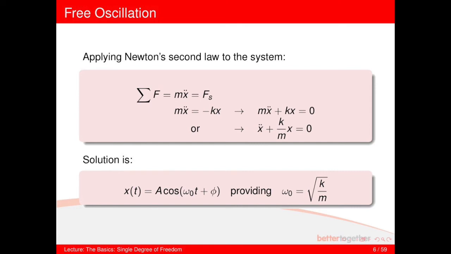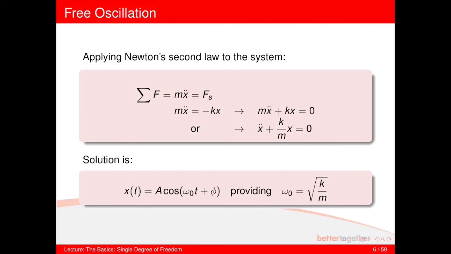We put kx on the other side, so it becomes plus kx, and then we divide everything by m. 0 divided by m is 0, so that disappears, and then we've got x double dot plus k upon m times x equals 0. And that solution applies providing omega is root k upon m. The natural frequency has to be root k upon m, and if that's the case, then this equation is a solution to that equation. We can check that.